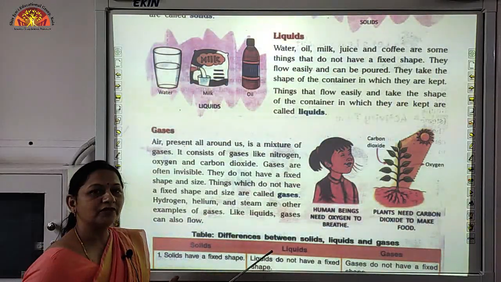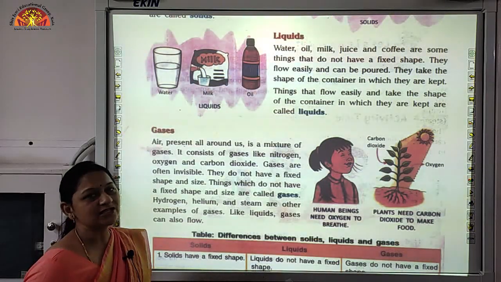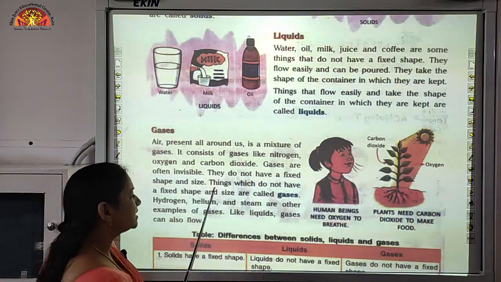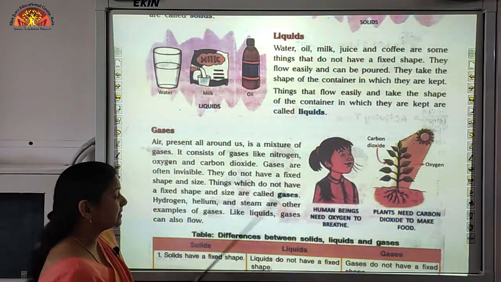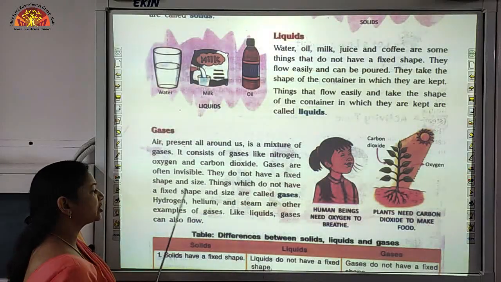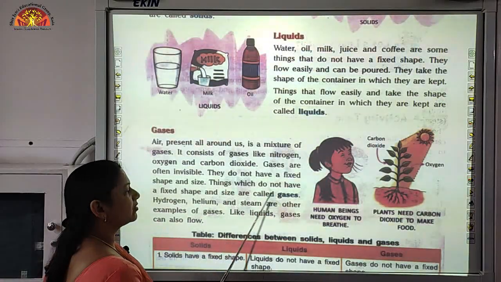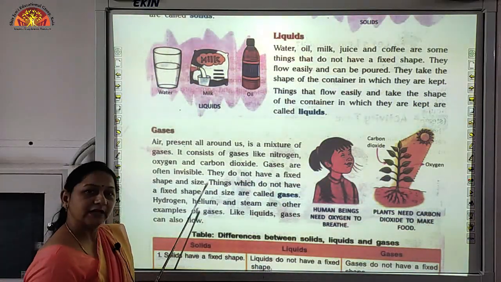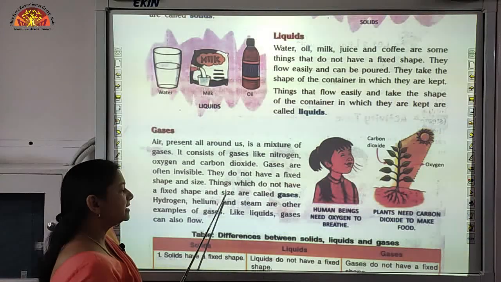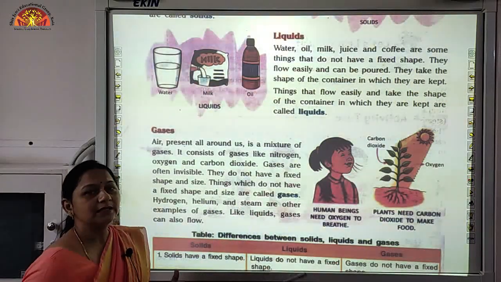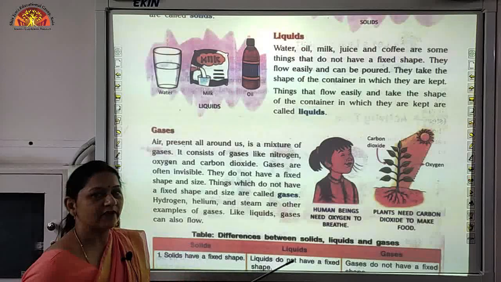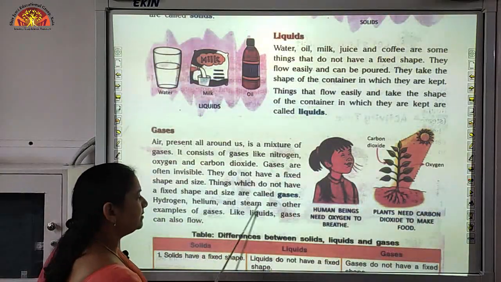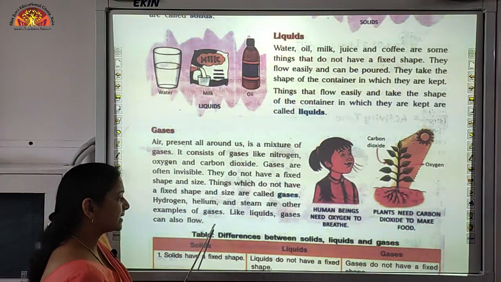Again, they take the shape of the container and the size varies in different gases. So, what are gases? Things which do not have a fixed shape and size are called gases. Gases do not have any shape. They take the shape of the container and about the size, they take up the entire space which is available to them. So, hydrogen, helium, steam are some examples of gases.